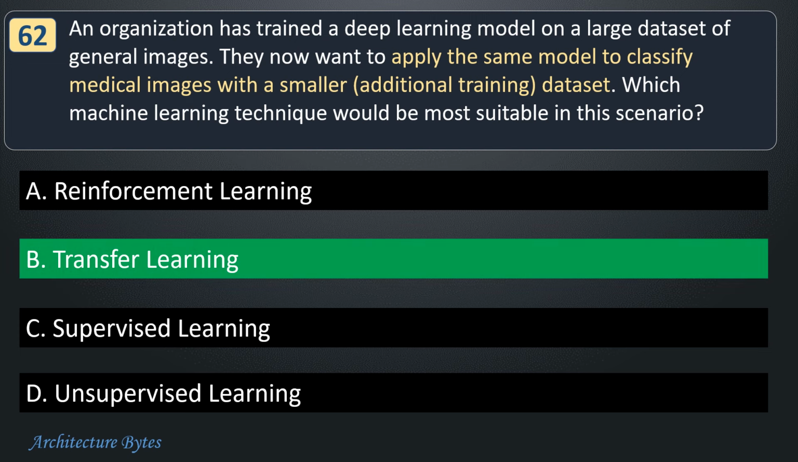Option B, transfer learning, is the right answer here. It is a technique that reuses a pre-trained model for a new but related task, often with some fine-tuning on new data. Reinforcement learning is a type of machine learning where an agent learns to make decisions by receiving rewards or penalties for its actions in an environment. Supervised learning is a learning method where the model is trained on labeled data. Unsupervised learning is a type of machine learning where it finds hidden patterns in data without using labeled inputs.